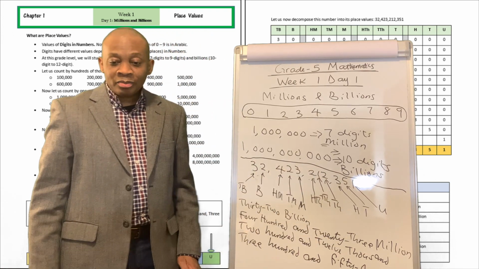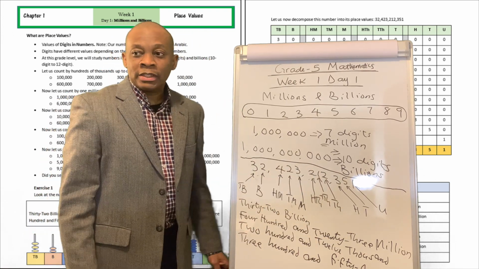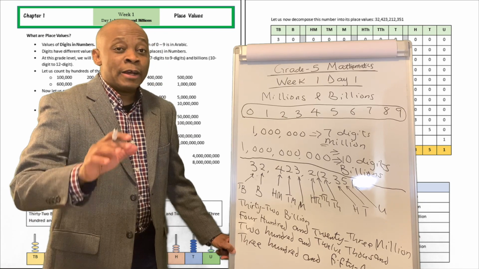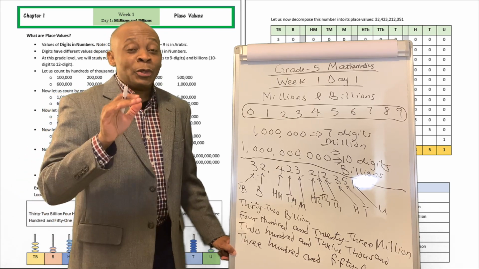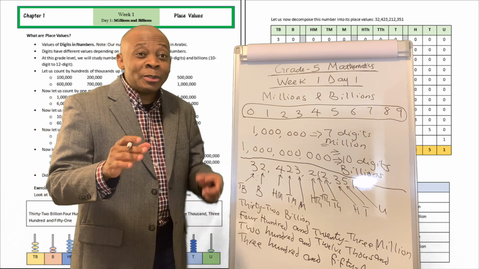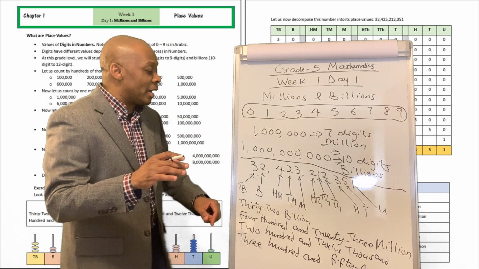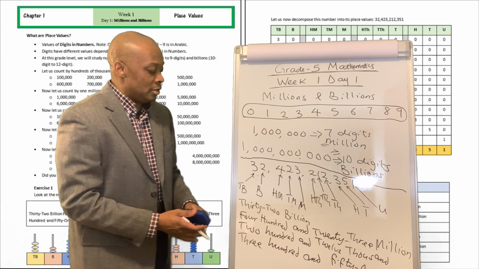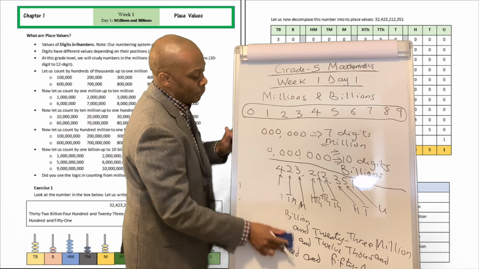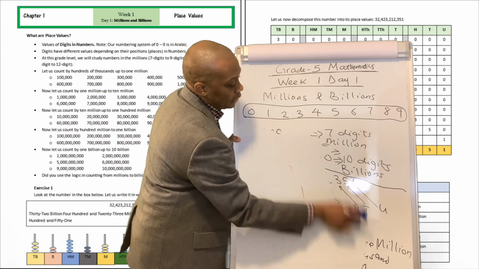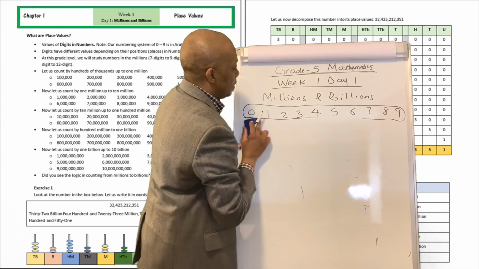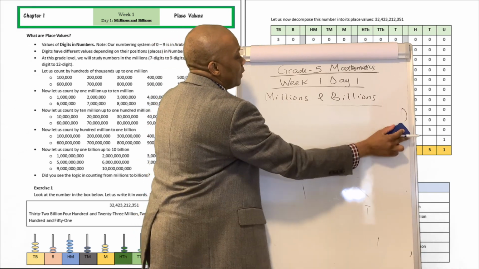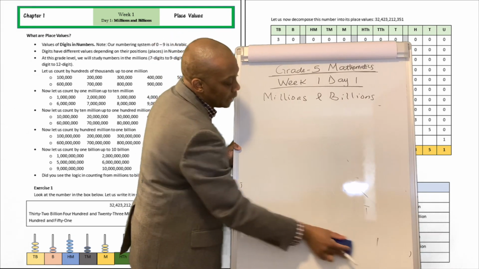423,212,351. All right, so let's go ahead and try to count by the hundreds of millions until we get to a billion. All right, let's try to do this right now. We're going to count up until 1 billion. So how do we do that? Just watch with me. We're going to be counting numbers until we get to 1 billion.